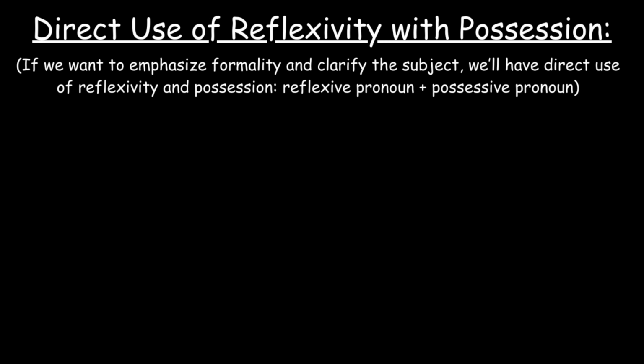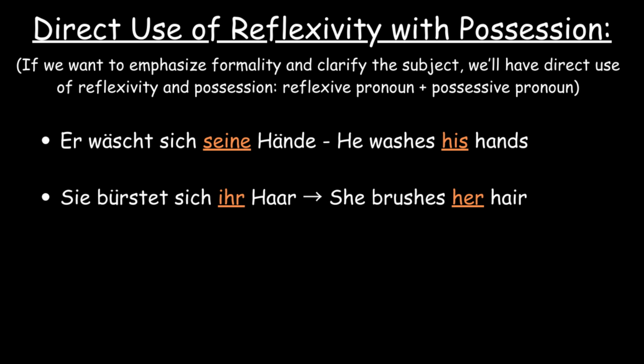If we want to emphasize formality and clarify the subject, we can directly use reflexivity and possession. So this way, we can use a reflexive and a possessive pronoun. Wäscht sich seine Hände. He washes his hands. Sie bürstet sich ihr Haar. She brushes her hair. In these sentences, we're using possessive pronouns to directly indicate possession and reflexivity.